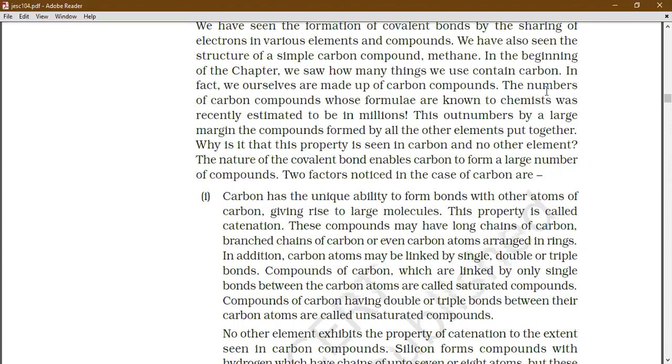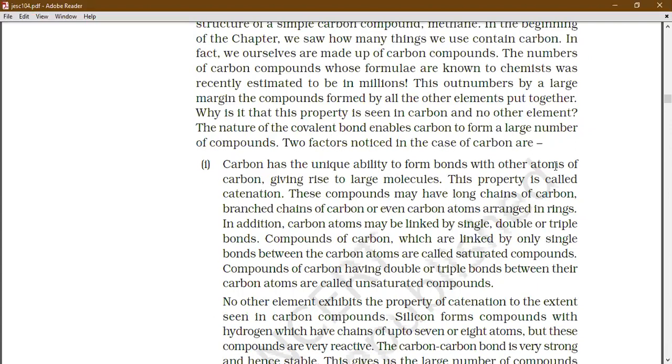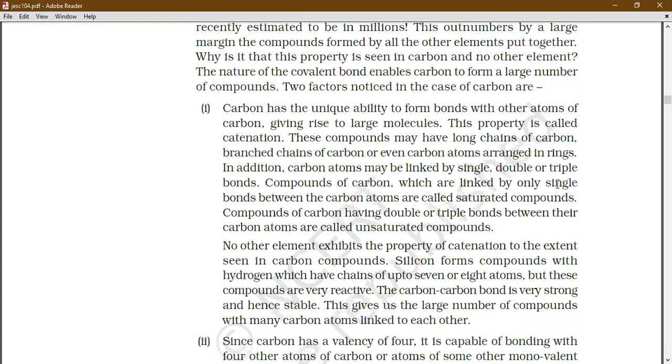Two factors noticed in the case of carbon are: carbon has the unique ability to form bonds with other atoms of carbon, giving rise to large molecules. This property is called catenation. These compounds may have long chains of carbon, branched chains of carbon, or even carbon atoms arranged in rings. In addition, carbon atoms may be linked by single, double, or triple bonds.